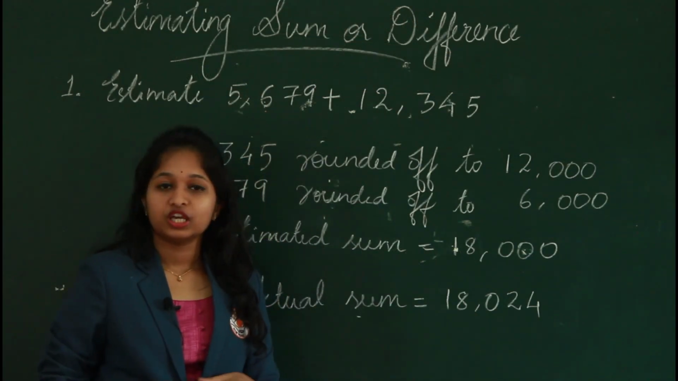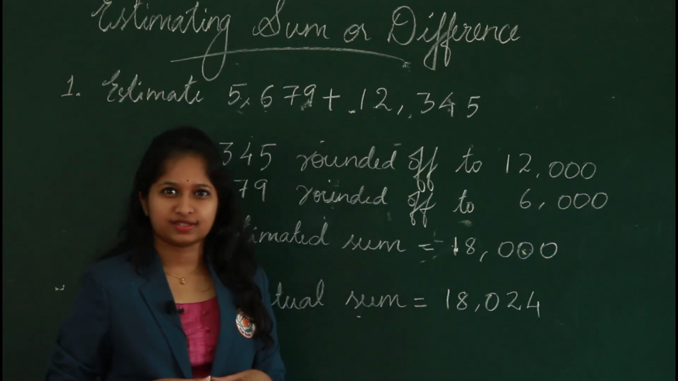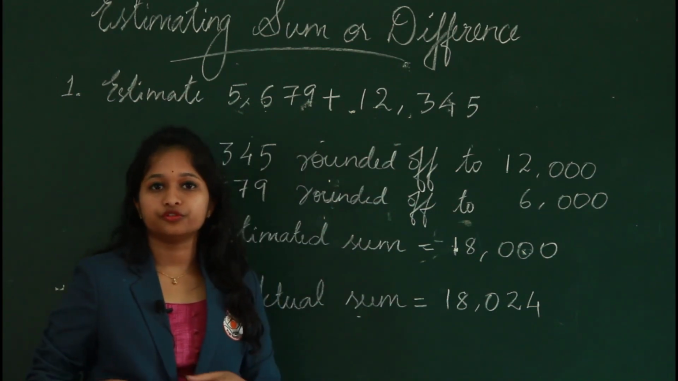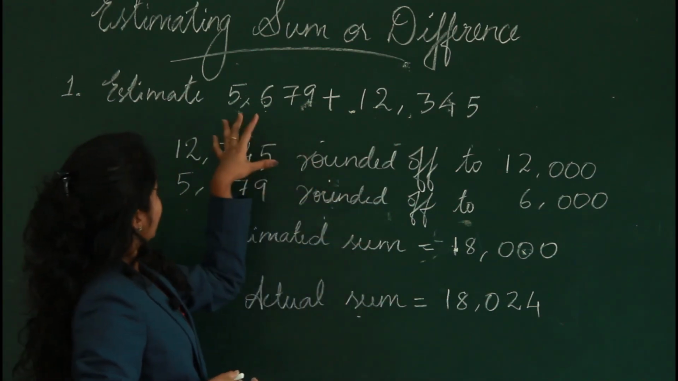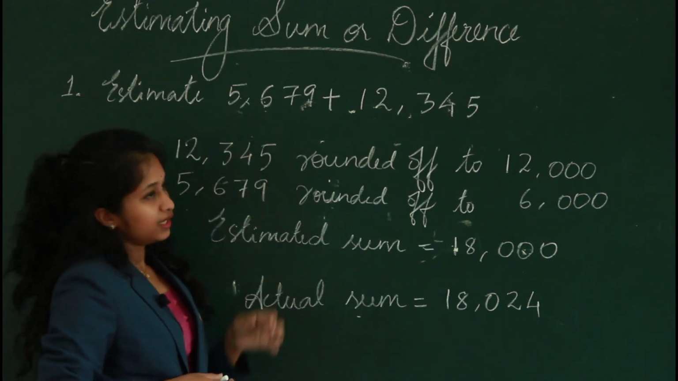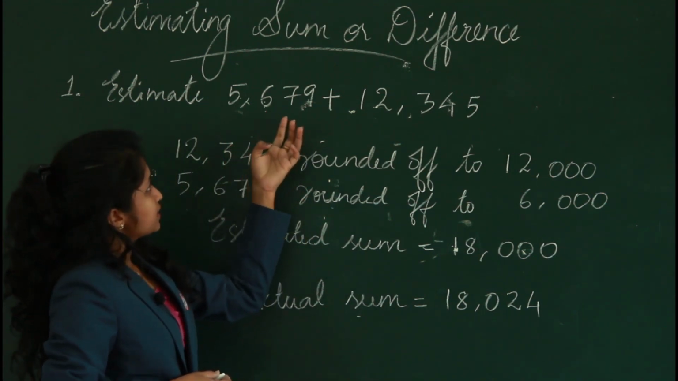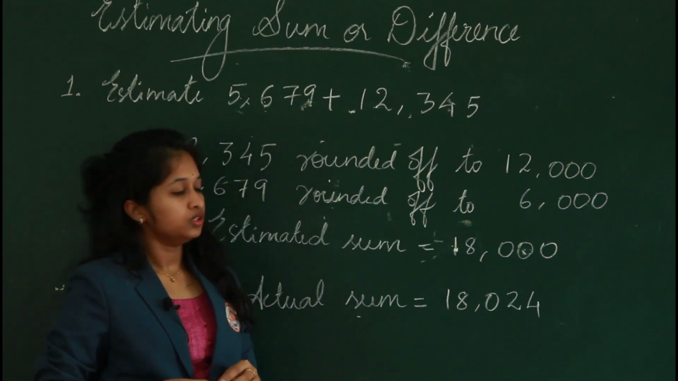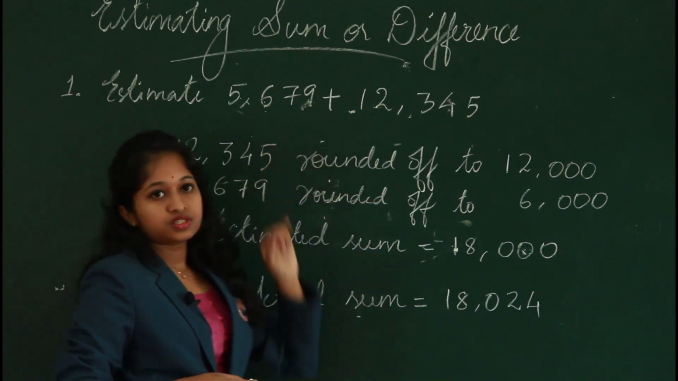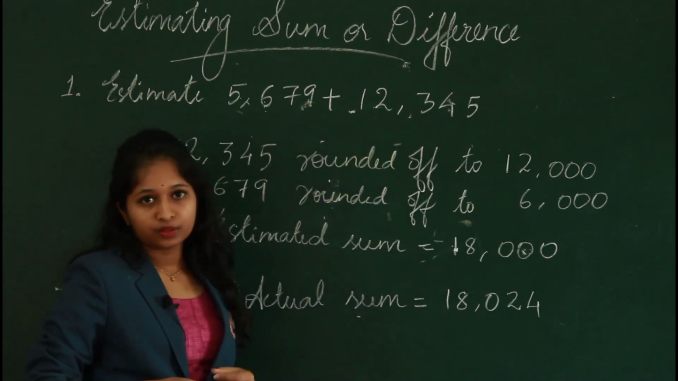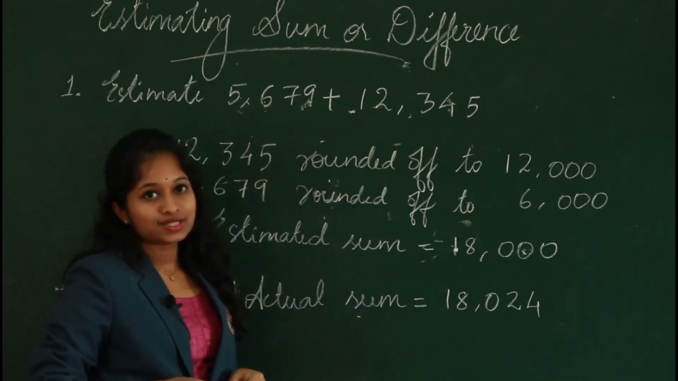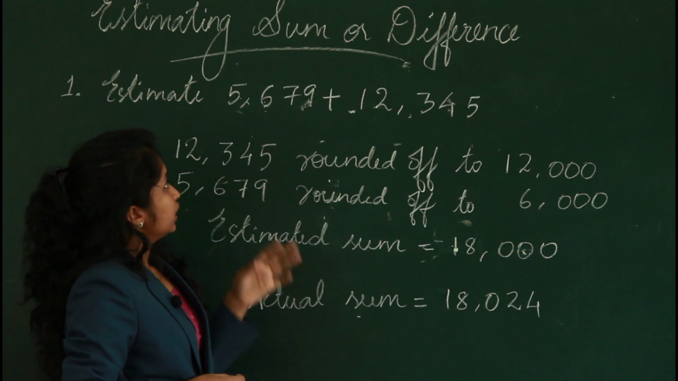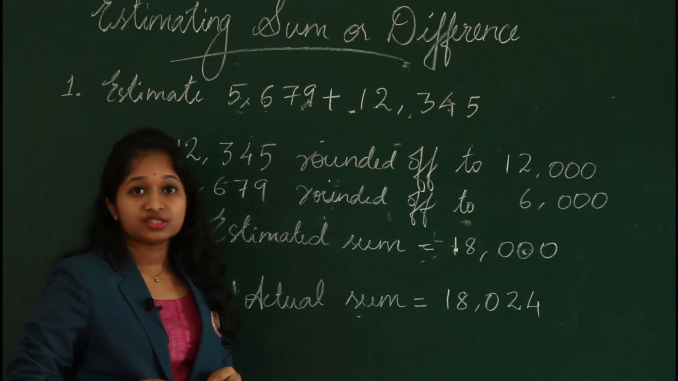There are some situations where we have to take some rough estimate. Yeah? So let us learn how to estimate sum or difference of numbers. I have an example here. Find the estimate of 5,679 plus 12,345. For that, first you check which is the smaller number. Which is smaller here? 5,679 is smaller. 4-digit number. So we have to round off to nearest 1,000.